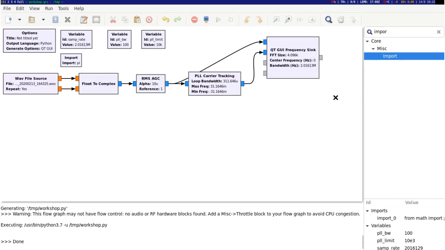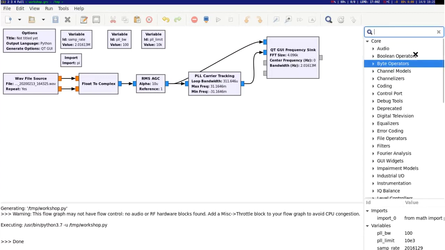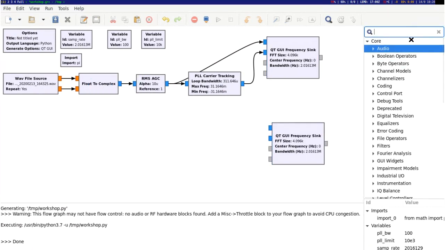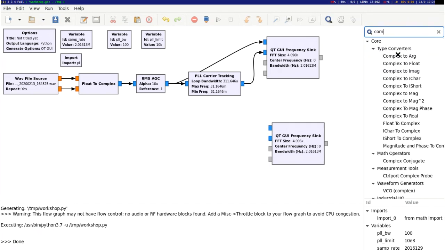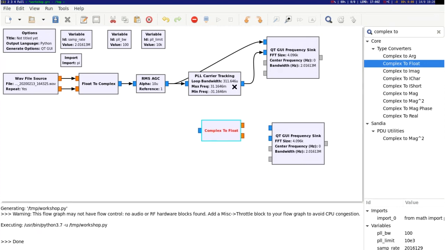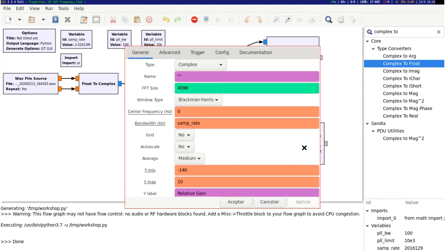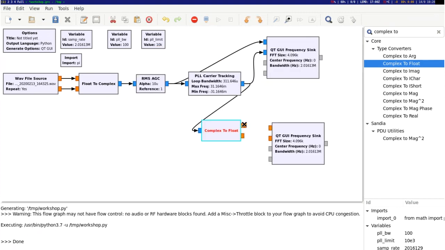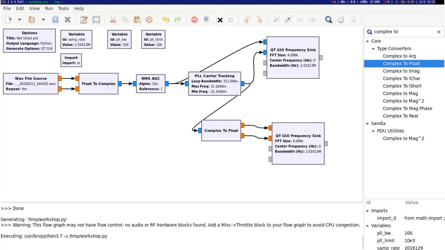We can close this and show you something else which is interesting. I'm going to put another GUI frequency sink and then separate this complex signal into its real part and imaginary part. This can be done by the complex to float block. I need to change these from complex to float. And now I can play.